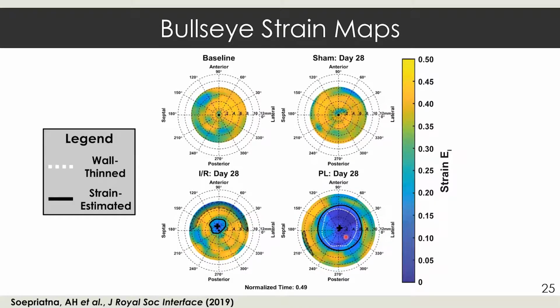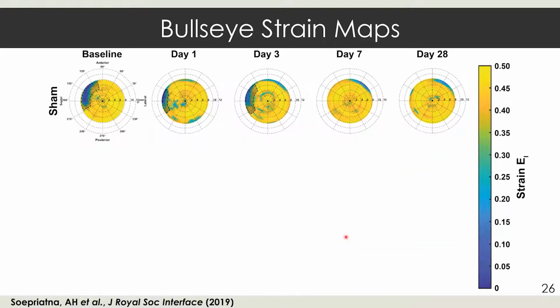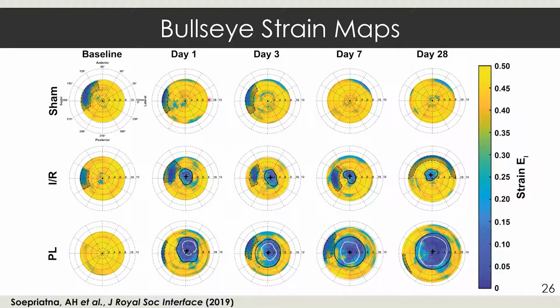If we look at the Bullseye strain map over the course of a 28-day period, we see expected trends for the sham group with healthy contraction throughout. In the ischemia reperfusion, we can highlight the repeatability of the strain technique because we were able to reproduce approximately the same location of infarct throughout the disease progression. Whereas in the permanent ligation group, you can identify significant LV dilation as the radius of this bullseye map gets bigger over the 28-day period. And one thing I do want to note is that the strain-estimated infarct size, shown in black, can predict early on how big the infarct is going to be.